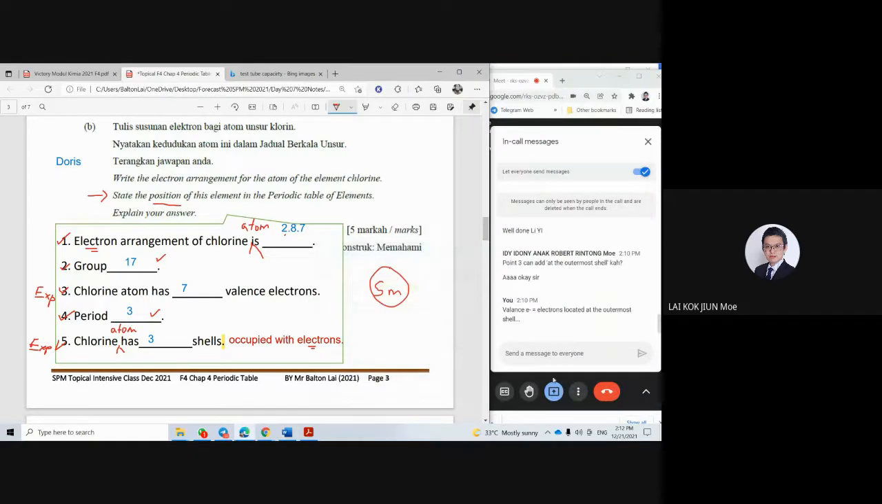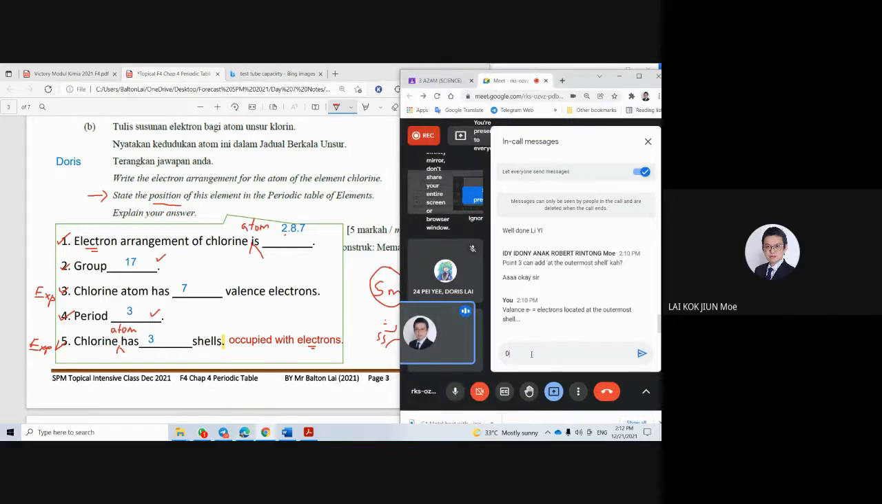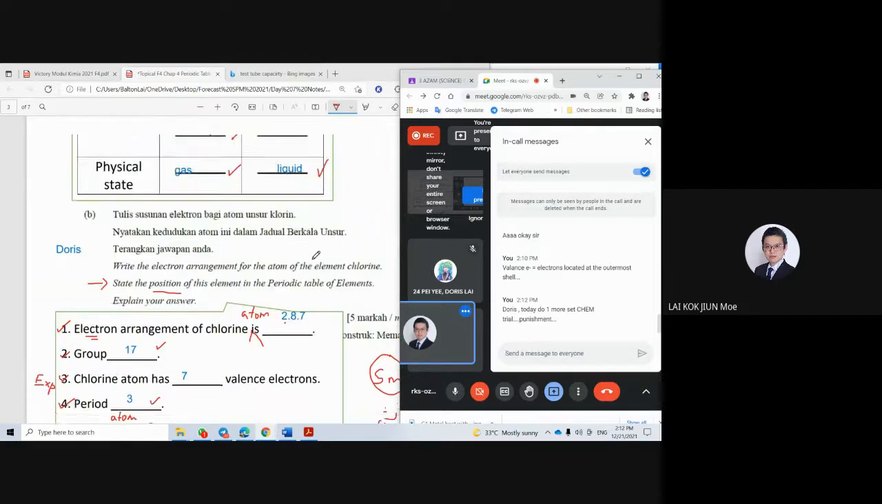Kena already, Doris. How many marks did you lose already? 5 marks, only get 2 marks now. Very pity. Very sad. Today you cannot eat Tong Yan. You have to do 1 more set of chemistry. Can, Doris? Well, so cannot have the same mistake.